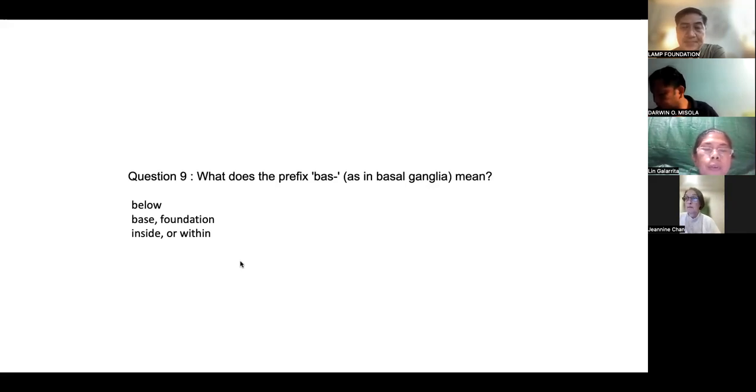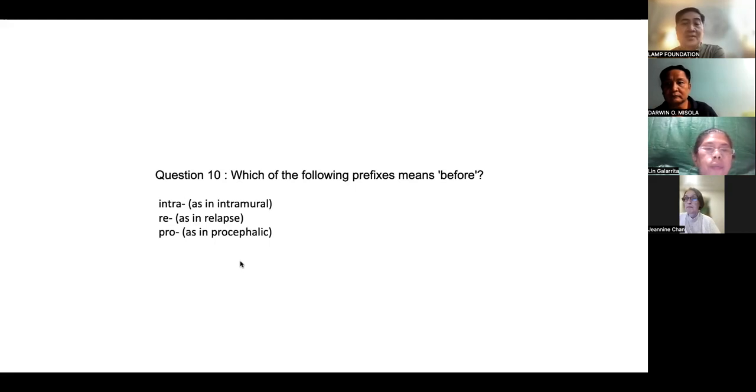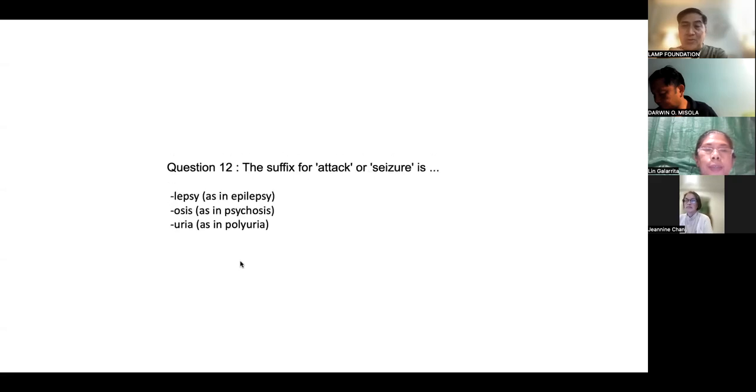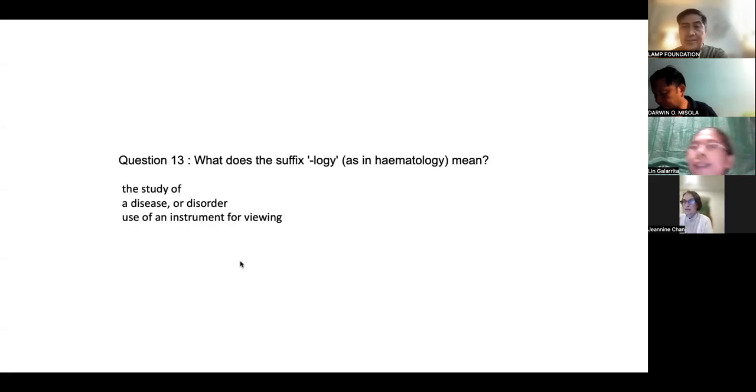Okay. What does the prefix bas, as in basal ganglia, mean? Base or foundation. Which of the following prefixes means before? Pro as in procephalic. The suffix "copy" as in endoscopy means? Use of an instrument for viewing. Okay. Microscope, stethoscope. The suffix for attack or seizure is? Lepsy as in epilepsy.